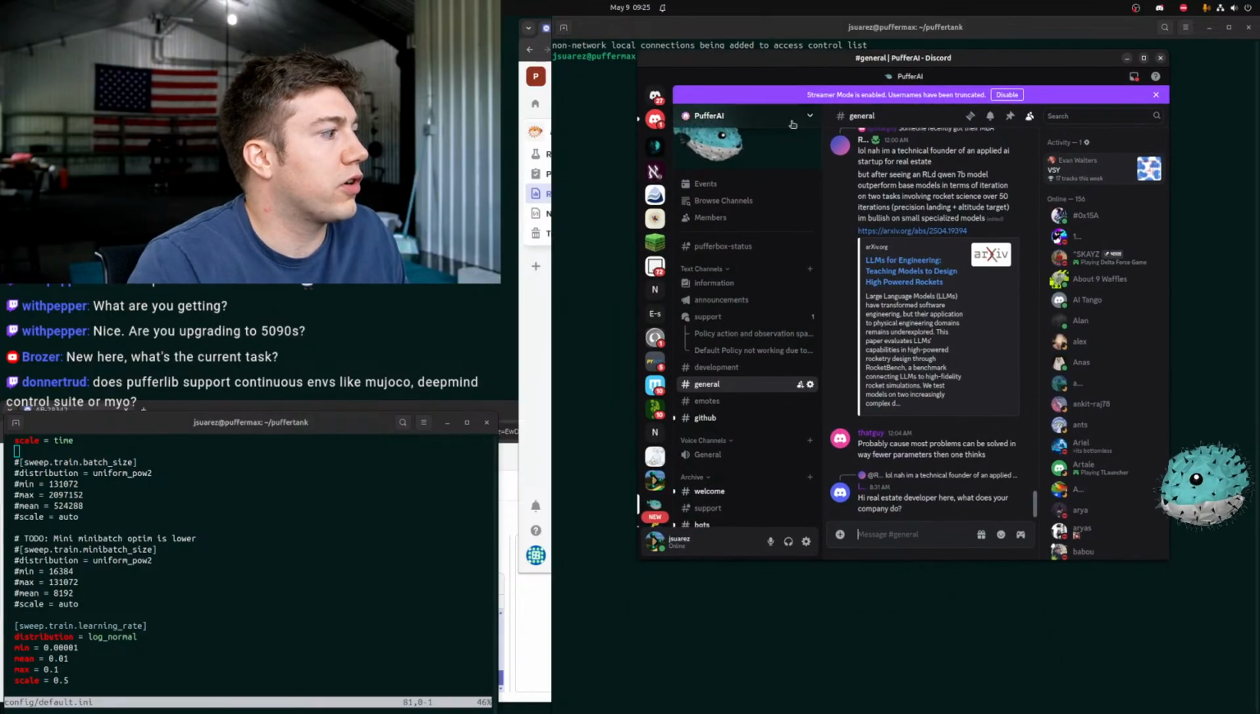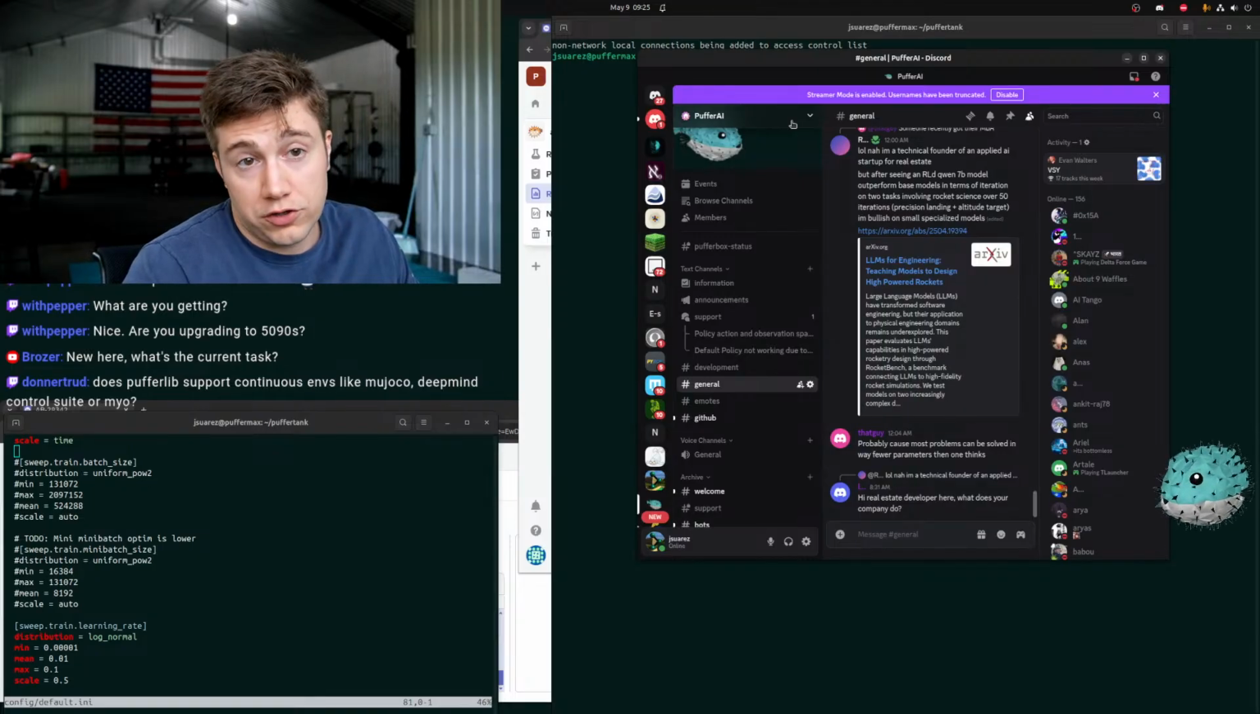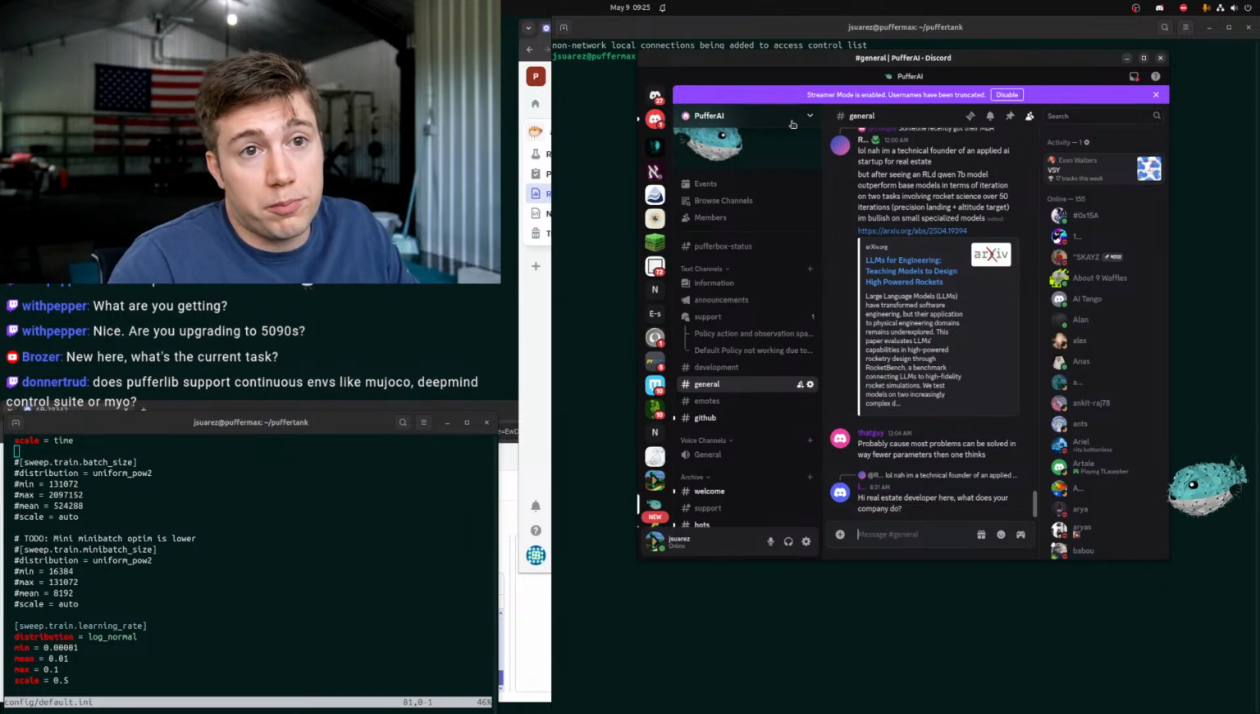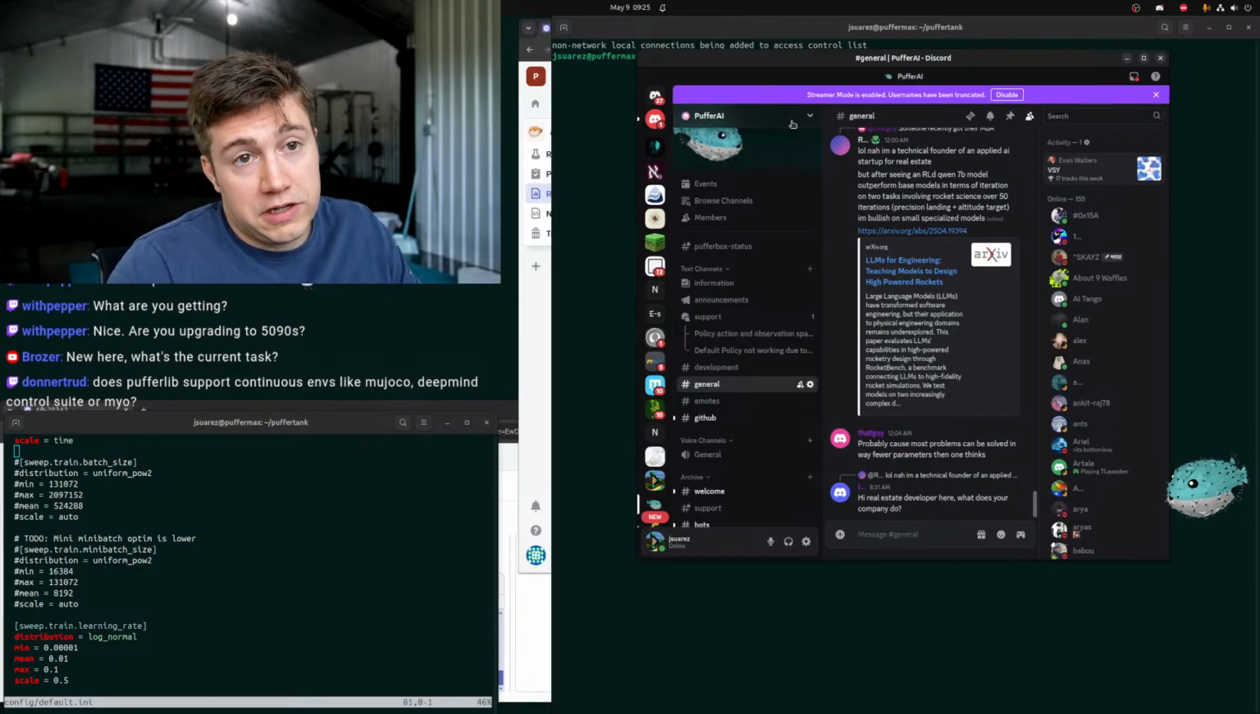Does PufferLib support continuous envs like MuJoCo, DeepMind Control Suite, or Meta? Yes. We have continuous control support. We've done paid robotics work for clients before, specifically in animation gen with Isaac Gym. We don't tend to use a ton of continuous control stuff in our benchmarking just because our envs are way faster. But it is very easy to bind any existing thing to PufferLib.